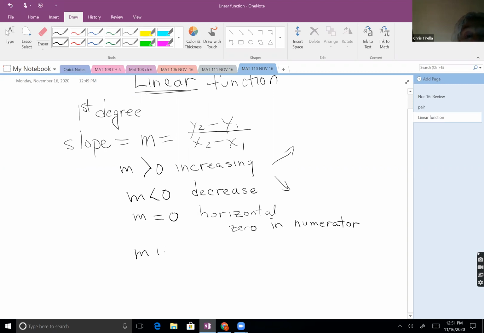Instead, if slope is undefined, then I'd have a vertical line. And that undefined slope would be if there's 0 in the denominator.